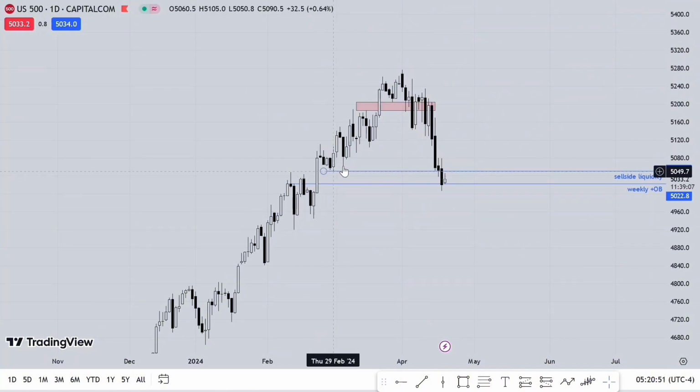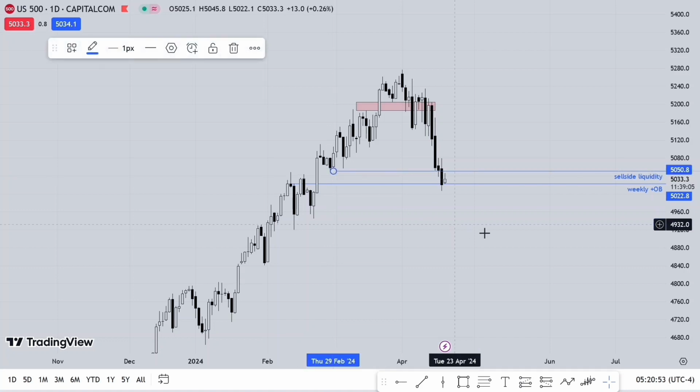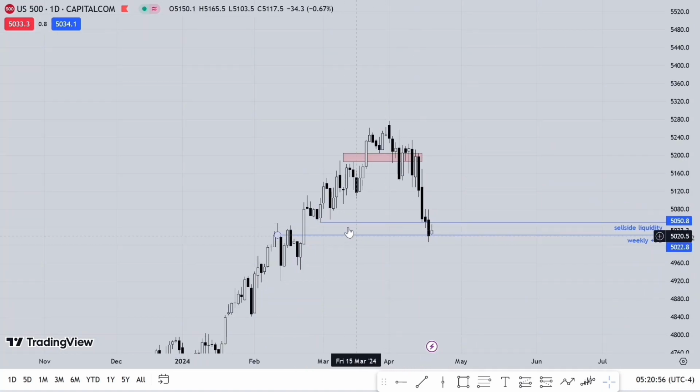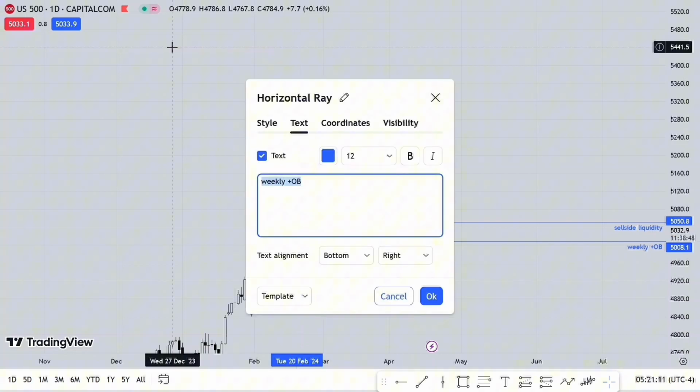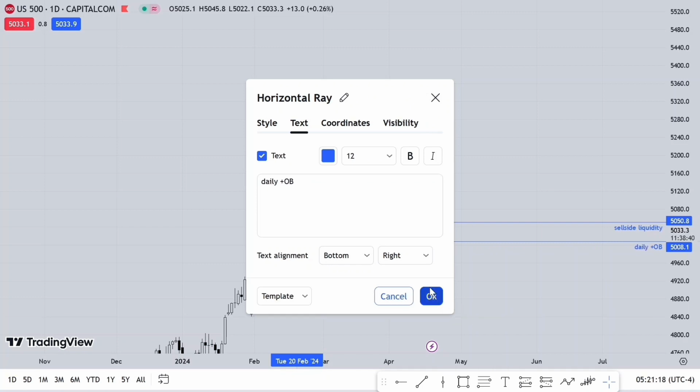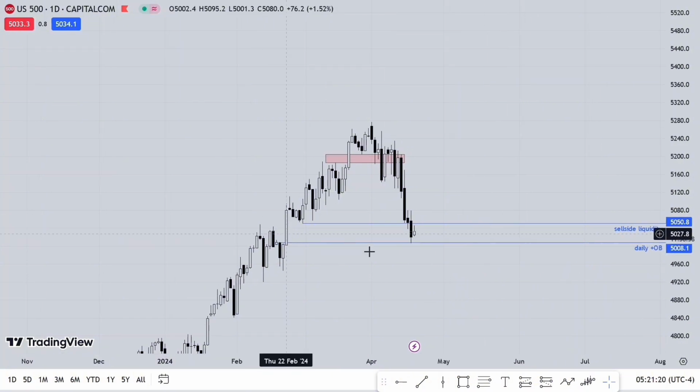This relative equal highs, this relative equal lows, this was the joint liquidity for this week, and this bullish order block here on the daily. So you can calibrate your weekly order block and put it here, changing this to a daily order block. As you can see, price triggered into this bullish order block here.